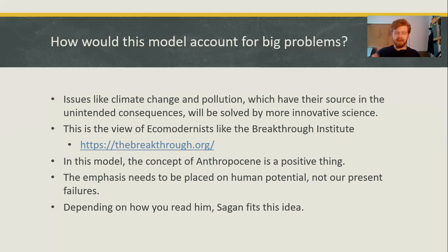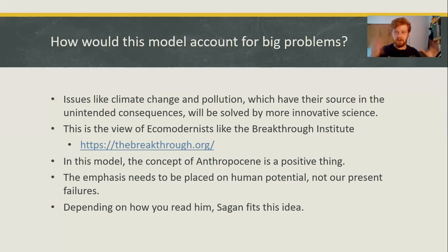But the point is that folks who are for the linear model would say, yes, humans are now visible in the geological layer, and that is a good thing because it shows that we're taking control of our own destiny. And so there is a need to emphasize human potential, what we could be, what we want to be, and not our present or past failures. Instead of saying, well, we killed all these species, well, yeah, but what could we do now that we know better, is their idea. And depending on how you read him, Carl Sagan really fits this idea.